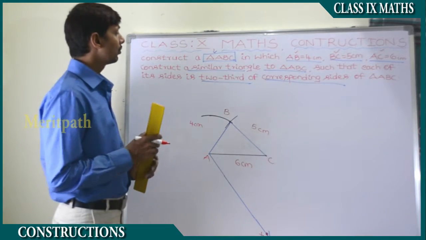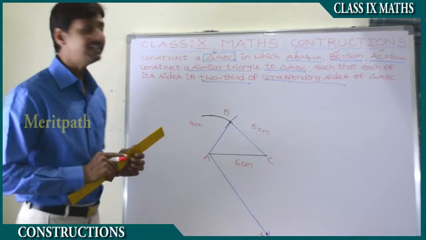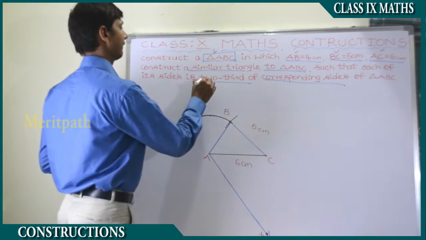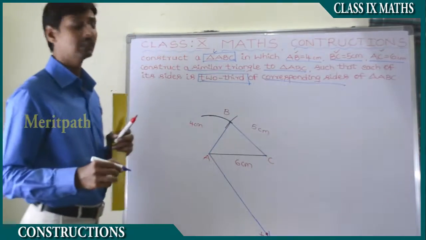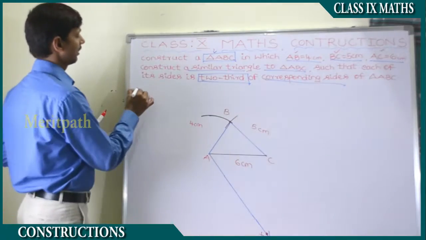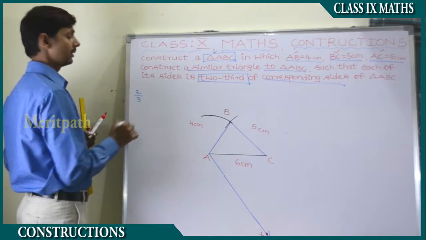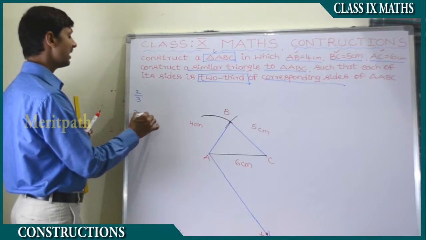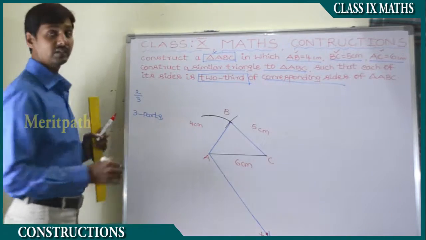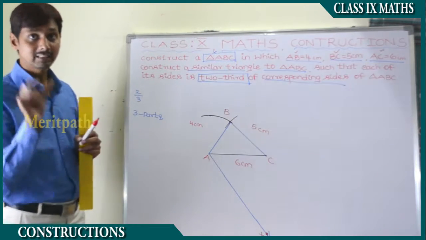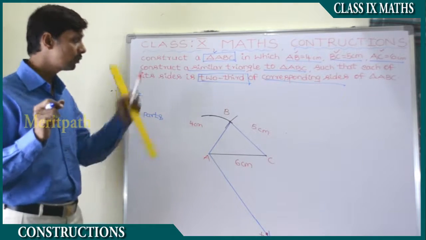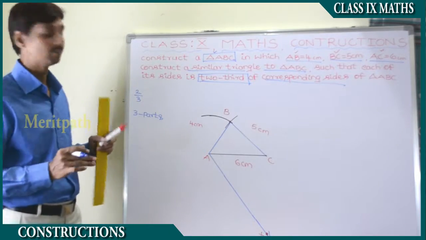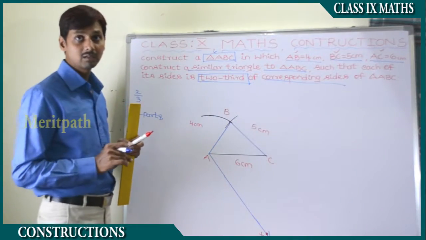Now we need to make 2/3 of the corresponding sides. It's given that it's 2/3 of the corresponding sides. Let's understand 2/3. Previously we have done. For 2/3 of the sides, we need to make three parts in total. Among them we'll take 2 parts and join to triangle ABC, and then we'll get a similar triangle for it. So let's take 3 parts.